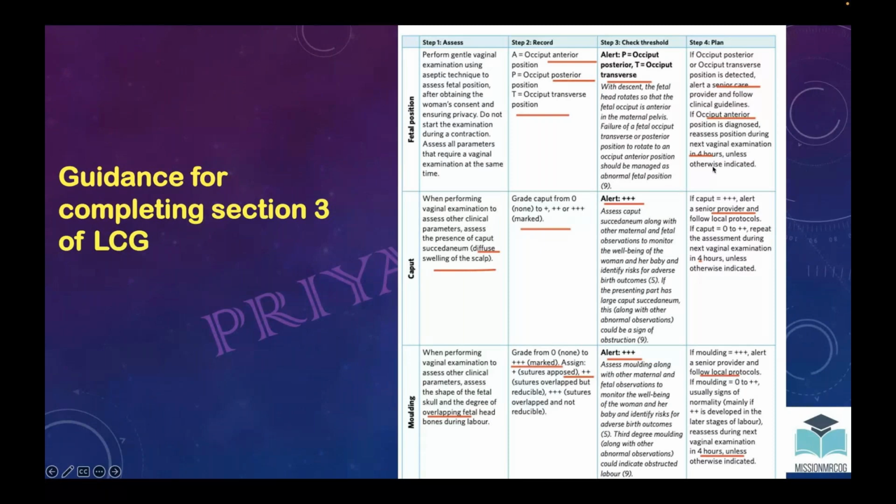Next, move to caput. He asked for a definition of caput in the exam. So what will we say, the caput definition.